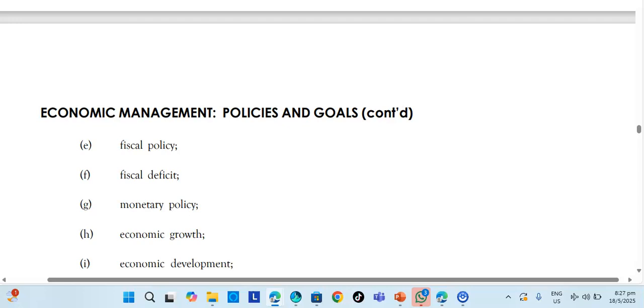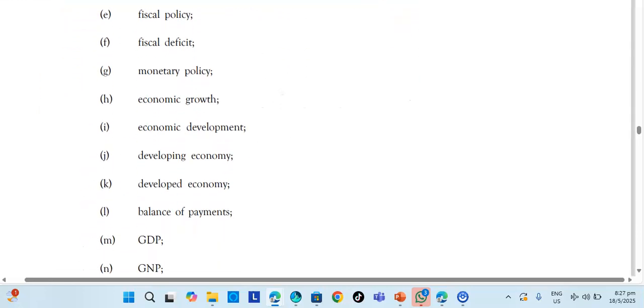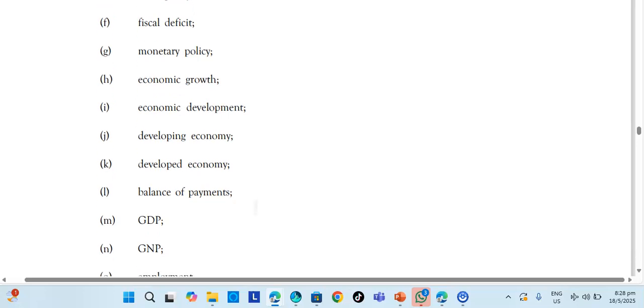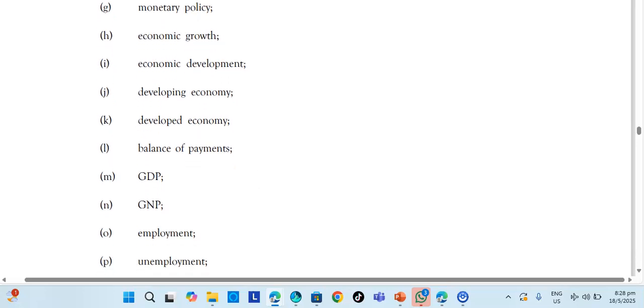Economic development: a broader concept that includes economic growth plus improvement in living standards, healthcare, and education. Developing economy: a country with lower income levels, limited industries, and a growing economy. Developed economy: a country with high income, advanced infrastructure, and strong industries. Balance of payments, BOP, did they ask about? Yes. A record of all financial transactions between a country and the rest of the world.